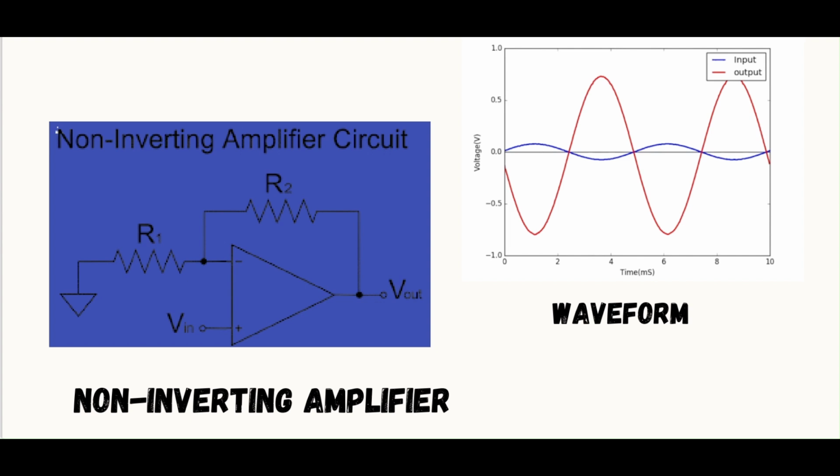So let us know about the working principle of the non-inverting amplifier circuit. First, coming to the input signal, which is connected to the non-inverting terminal, the positive sign of the operational amplifier. This is where the name non-inverting amplifier came from. So the input signal maintains the same polarity or phase as it is amplified.